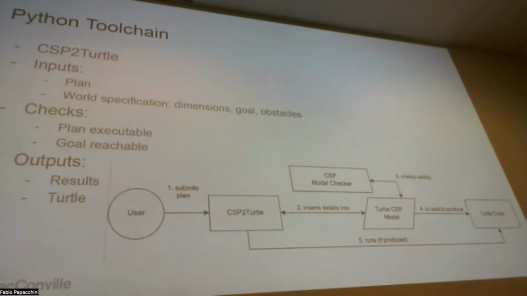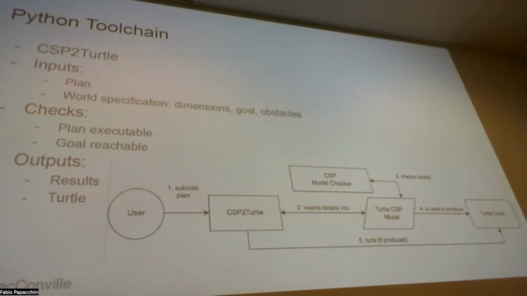Plan is submitted, it kicks off, it inserts the details into the model. The model doesn't know what world size you wanted beforehand, but now it knows. The model checker, CSP or FDR, is run on it, checks the validity of the plan in relation to the world you set up, and checks if the plan is executable, but also if the goal is reachable. It's kind of two separate things going on here, and it'll give you the results.